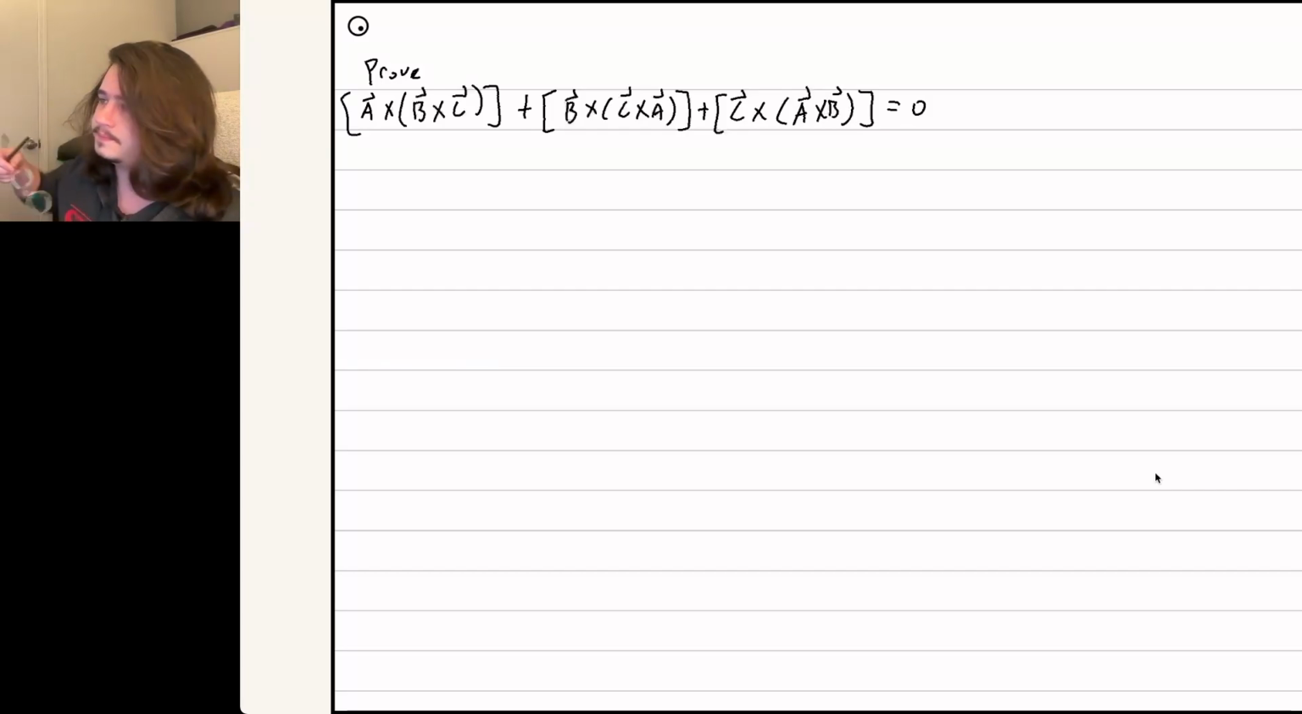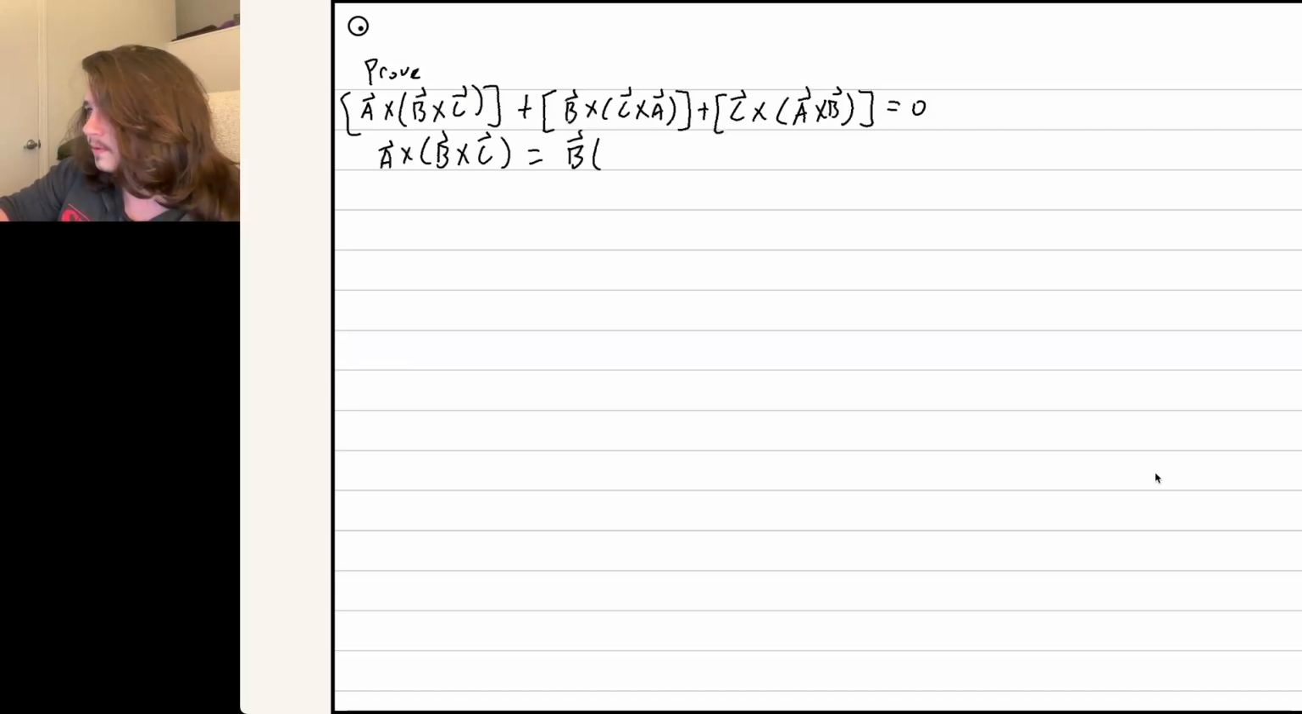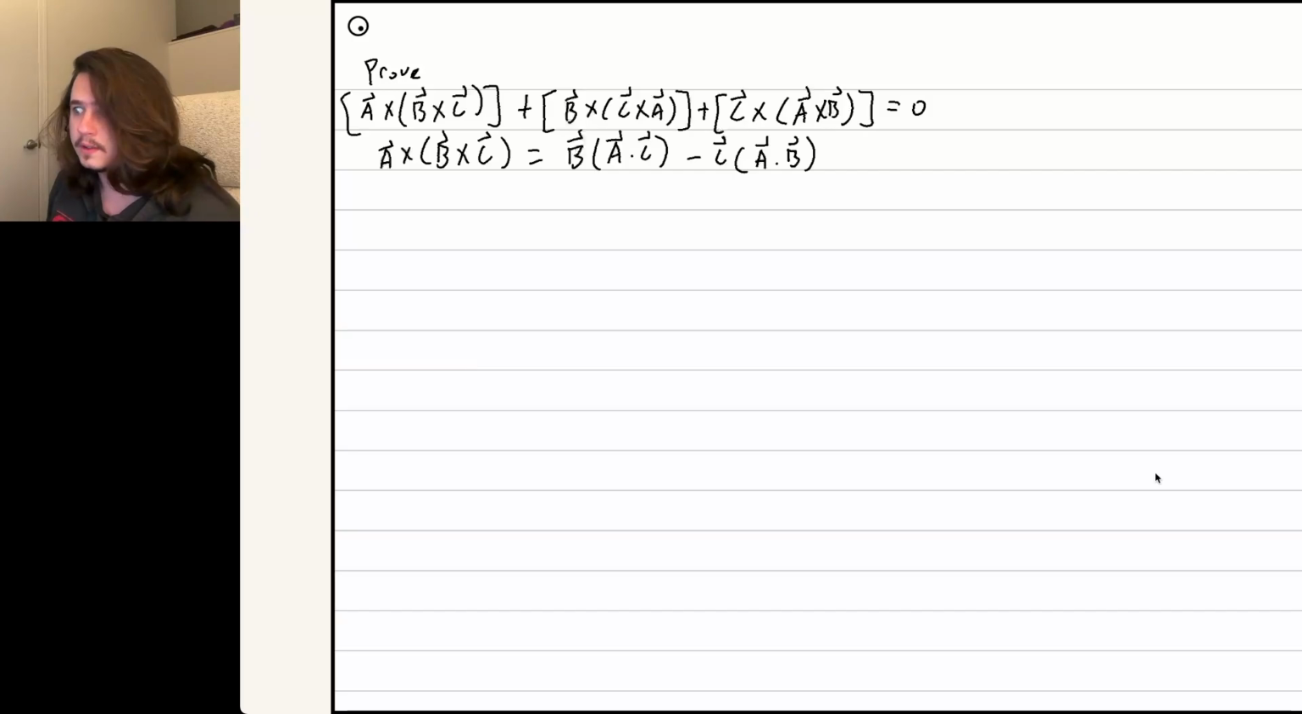The way I'm going to do this is there's a funny vector product rule called the BAC-CAB rule, also the vector triple product, where A cross B cross C is equal to the vector B times A dot C minus the vector C times A dot B. So we're just going to apply this product rule to each of these triple vector products individually, and see that all of the things get canceled out.